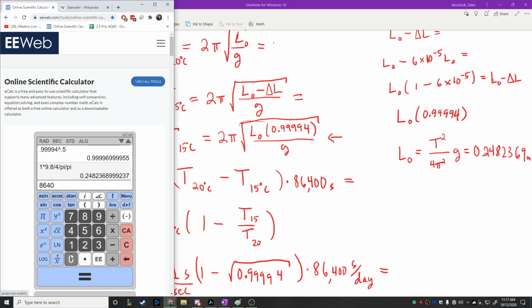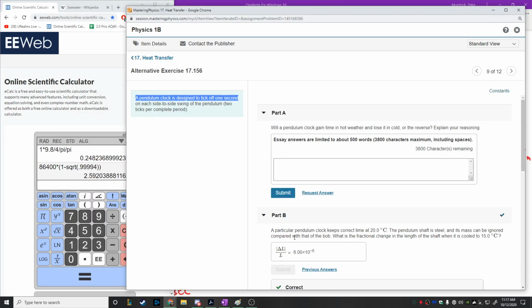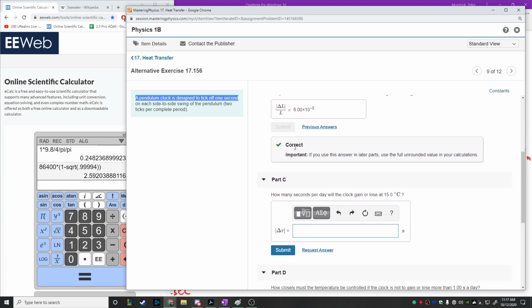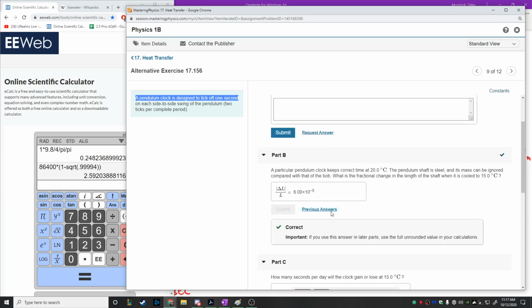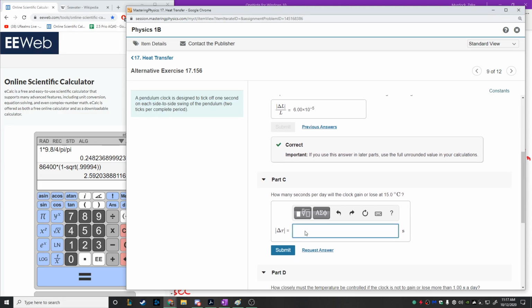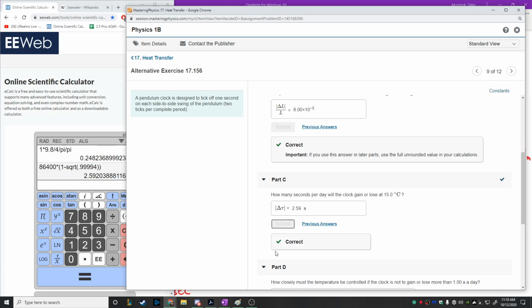So we take 86400 times 1 minus the square root of 0.99994. Watch this still not be right. So it's 2.6 seconds. Is that the answer? How much accuracy do they want on this one? So this answer was given with 3 digits. So it's 2.59 seconds. It's a good problem. It'll take 2.6. Okay, that's good to know.